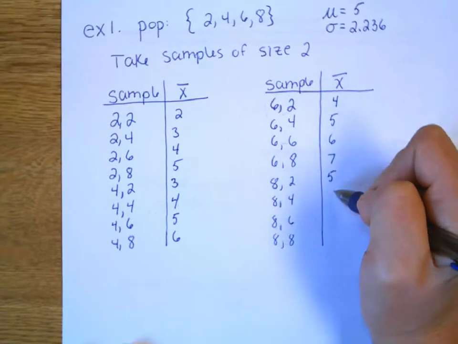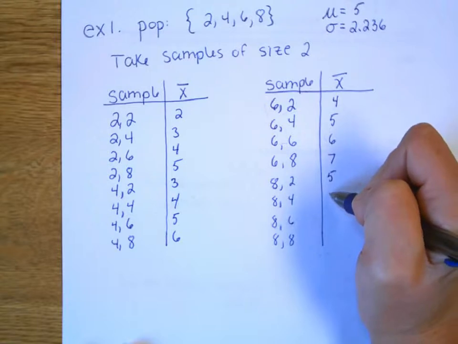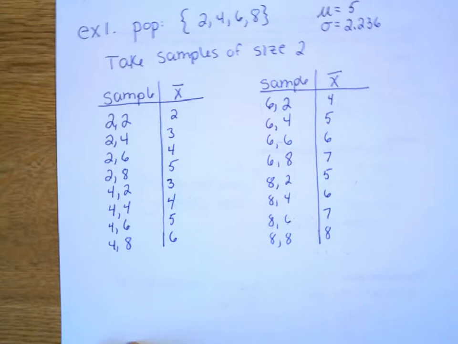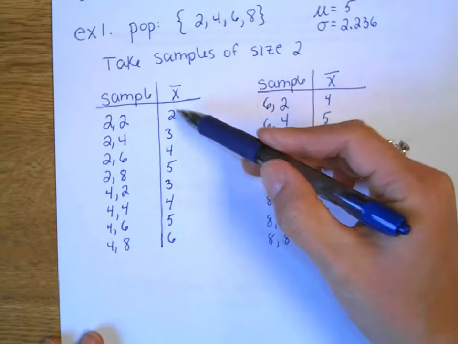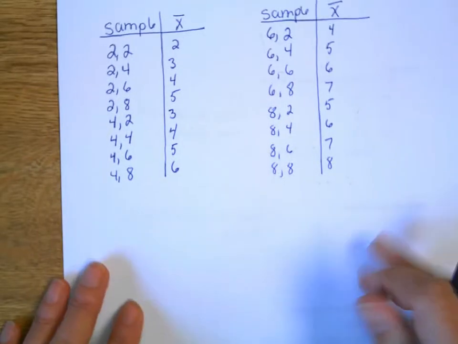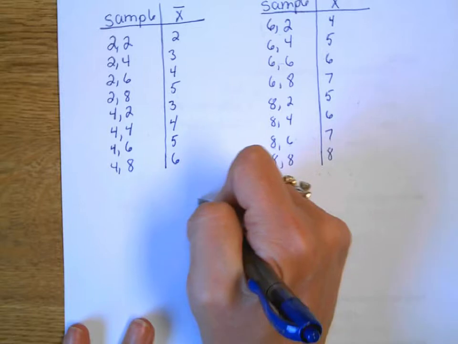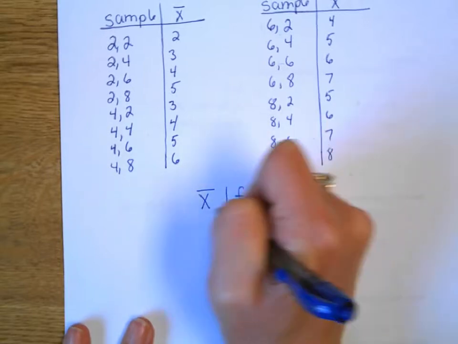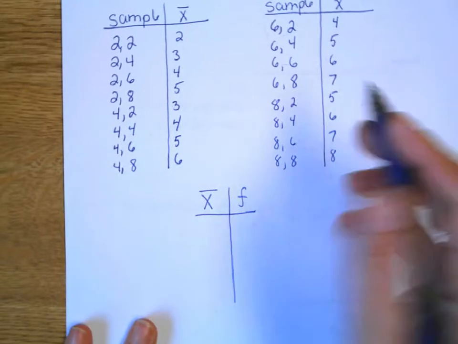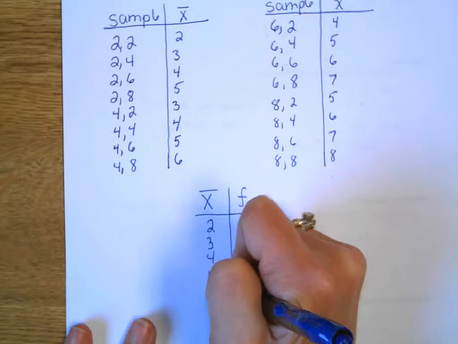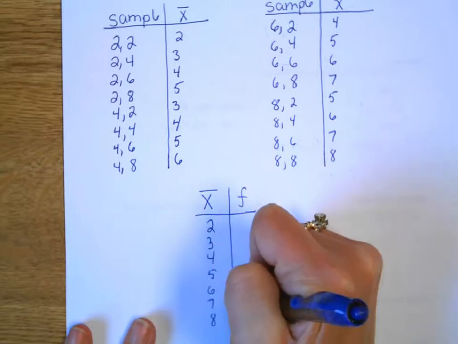So we'll have a 5, 6, 7, and 8. Okay. What I want you to do now is put all of these averages in, well, let's make a table of averages. Let's go with the mean and the frequency. So out of my averages, I got 2s, 3s, 4s, 5s, 6s, 7s, and 8s.